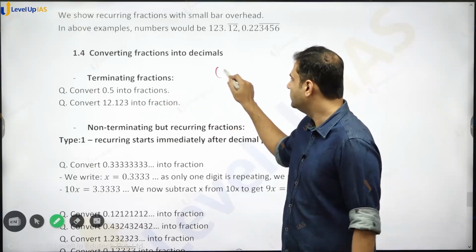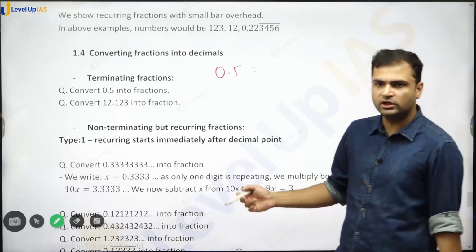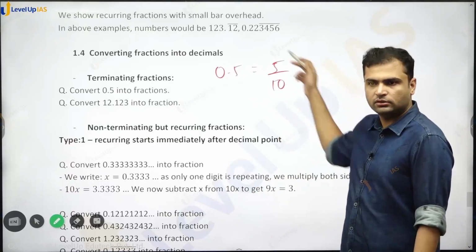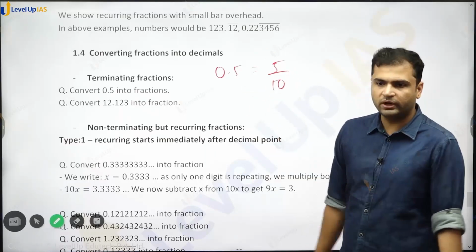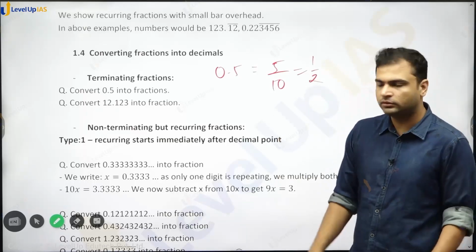So 0.5, you will just multiply it by 10 and divide it by 10 because you don't want to change the value. So you will get 5 by 10. Multiplying by 10 shifts the decimal point by 1 place to the right, and we have to divide by 10. So it is 5 by 10. We can reduce it to say 1 by 2.